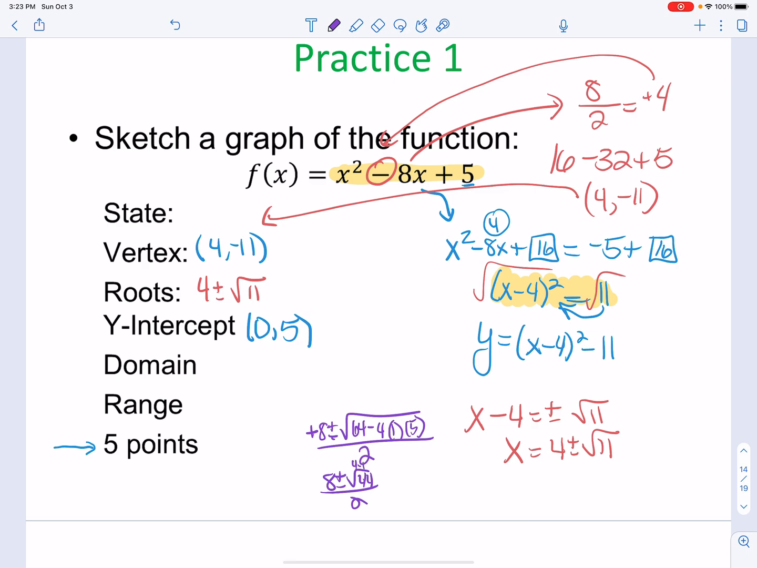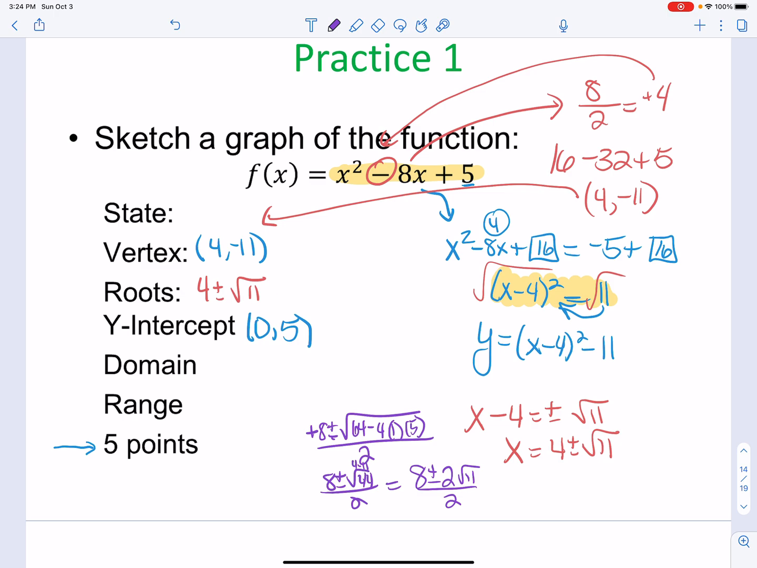So 44 is 4 times 11. So that would be 8 plus or minus 2 root 11 over 2. Sorry, my writing is going to be kind of sloppy on this because it will not record if I lay it flat. I don't know why. It's an iPad thing, so just bear with my writing.